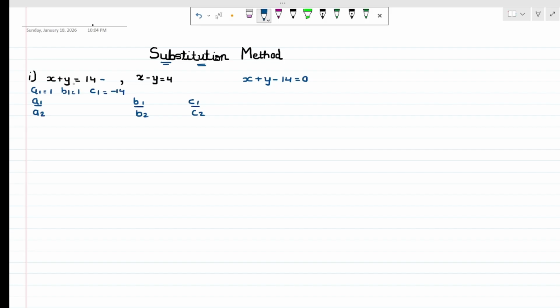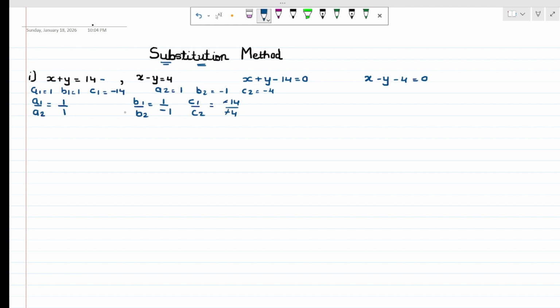First of all, you should remember to convert your equation into standard form. Then you should decide your a1, b1 and c1. Same goes for the second equation, x minus y minus 4 equals to 0. So for this case, my a2 becomes 1, my b2 becomes minus 1 and my c2 becomes minus 4. Now put them into your condition. That means 1 upon 1, second will be 1 upon minus 1, and third one will be minus 14 upon minus 4.